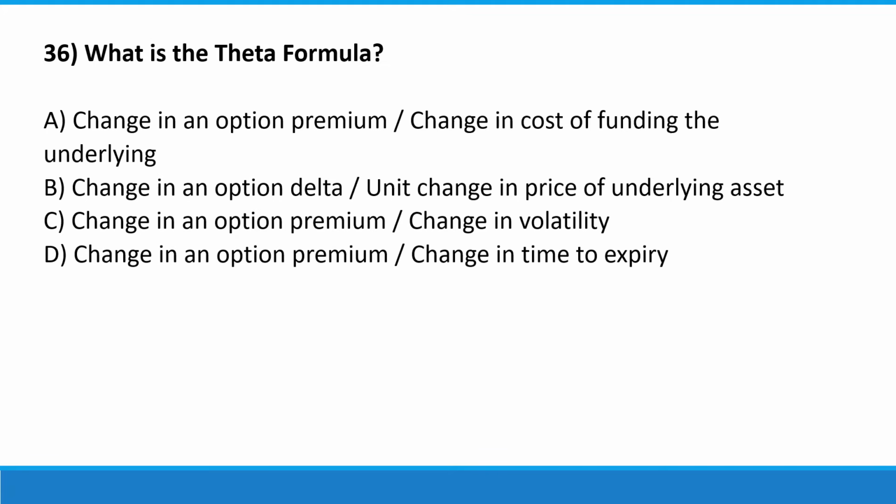Next question. What is the theta formula? Option A, change in an option premium by change in cost of funding the underlying. Option B, change in an option delta by unit change in price of underlying asset. Option C, change in an option premium by change in volatility. Option D, change in an option premium by change in time to expiry. The correct answer is option D, change in option premium by change in time to expiry.